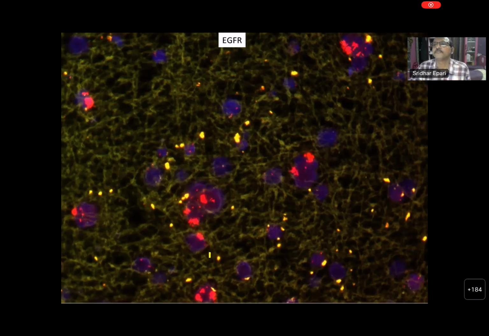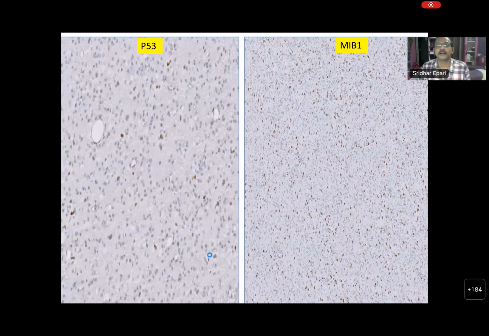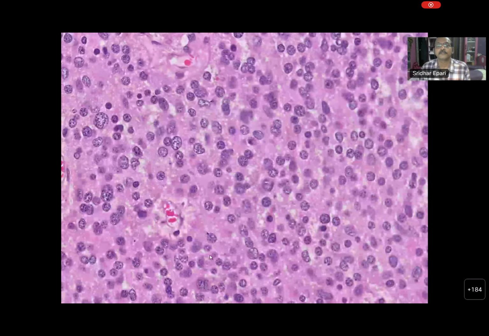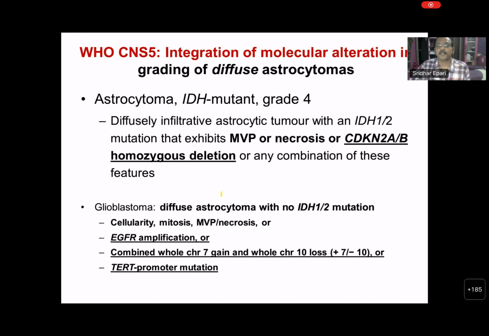It is amplified, sir. Amplified means what's the final diagnosis? Oligo, no, sorry, it's a glioblastoma. Grade 4. With EGFR amplified, you should never make a diagnosis of oligodendroglioma. IDH mutation and EGFR amplification are mutually exclusive. When you get an EGFR amplification, this is one of the features of grading. I showed you in the grading features of glioblastoma: diffuse astrocytoma with no IDH mutation, either histologically grade 4 features or EGFR amplification. Once you demonstrate EGFR amplification here, it automatically tells you it's glioblastoma.